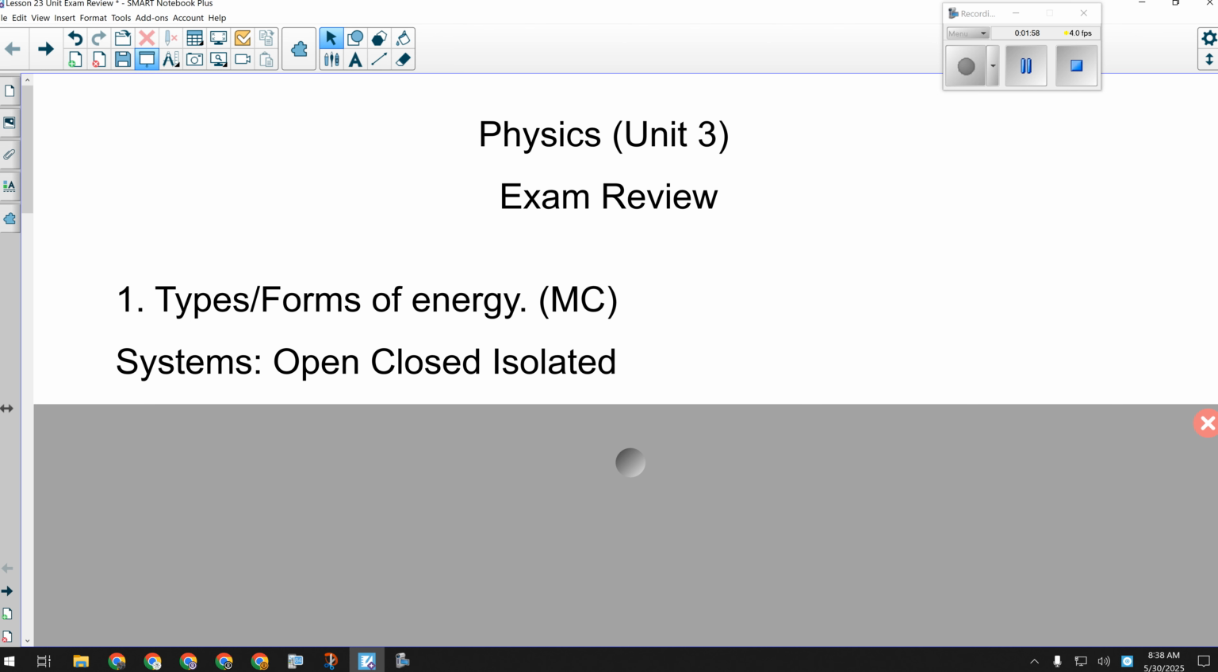You need to know the three types of systems: open, closed, and isolated. Again, that's going to be multiple choice, numerical response, just recognize and recall kind of stuff. Remember, an open system exchanges matter and energy with its surroundings. A closed system exchanges only energy, and an isolated system exchanges neither.